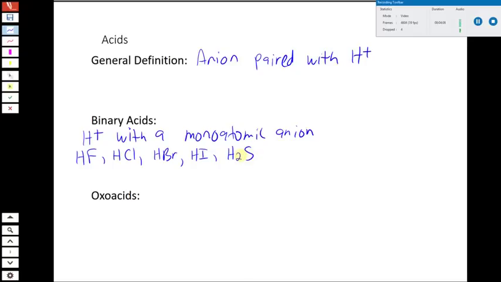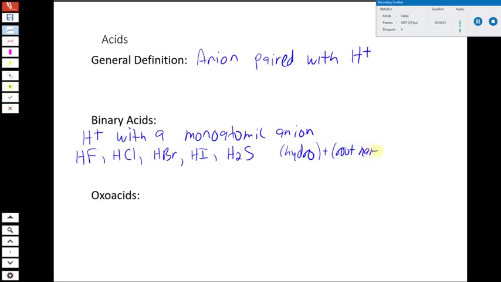We don't really classify water, H2O, as an acid, although it does have the same type of formula. We'll get into reasons why that is later, but these are some of the more common binary acids. And the way that you name them is, it's a two-word name. So the first part of the first word is the prefix hydro. Hydro tells you that it's a binary acid. The second part of the first word is just the root name of the anion.